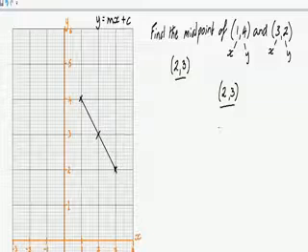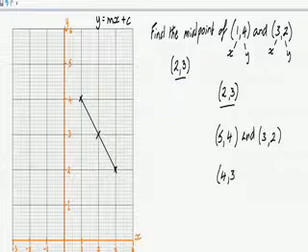So if they said find the midpoint between the points 5, 4 and 3, 2, without drawing it: 5 plus 3 is 8, divided by 2 is 4, so that's my X, and my Y, 4 plus 2 is 6, and 6 divided by 2 is 3. And that's it. That really is it.